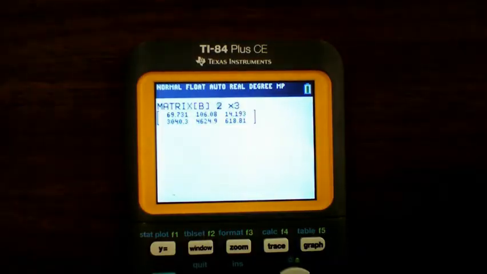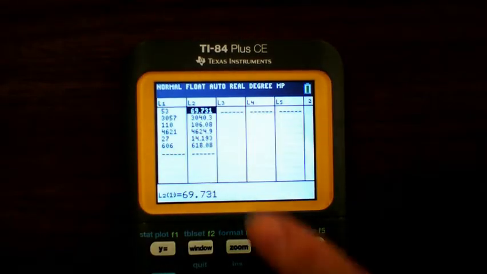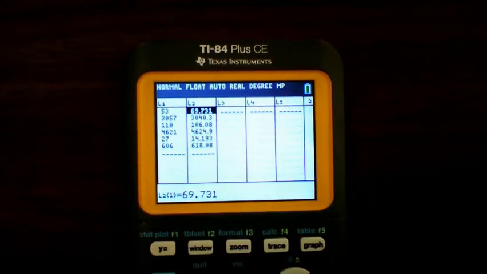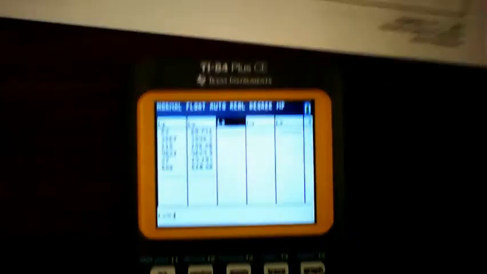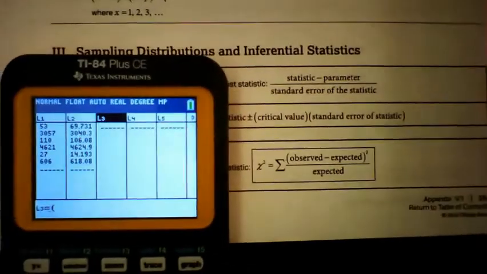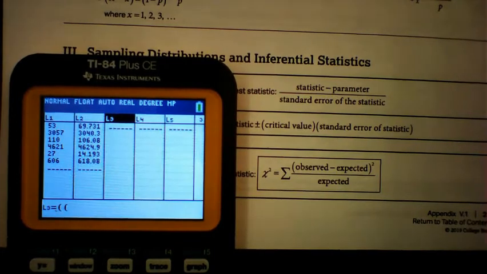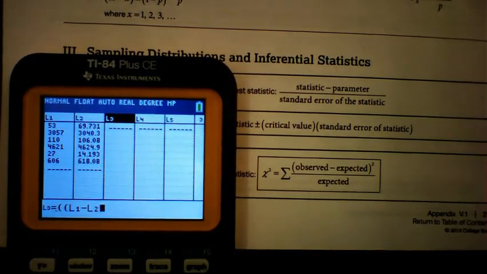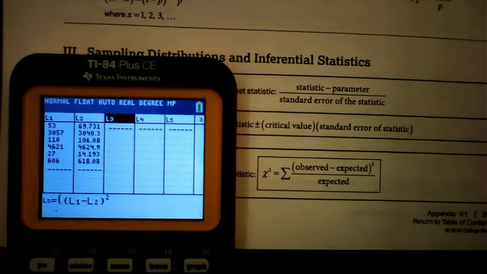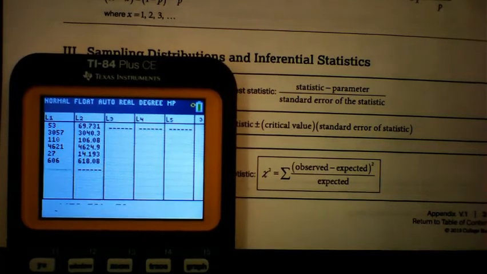So I have already entered these things in my list. There's my L1, my L2. I'm going to find the chi-squared. Remember the chi-squared, and that's on your formula sheet right here. We need to take the L1, and I'm putting in parentheses, minus the L2. We're going to square it. Then we're going to divide by the L2, and that's going to give us all of our chi-squareds.